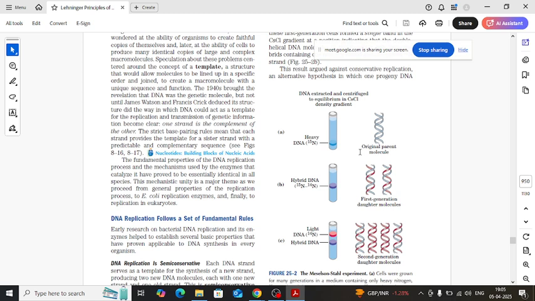So first they took the original parent DNA molecule, right? When the DNA was extracted and centrifuged to equilibrium in a CsCl density gradient, because those cells were grown in the media which contains the 15N isotope, you will get only one kind of DNA, right, which is 15N, which is heavy DNA.